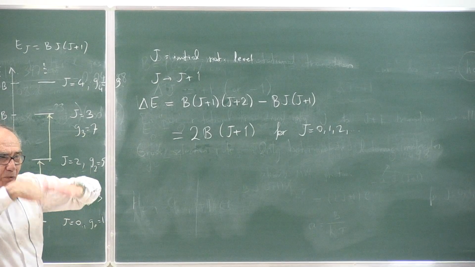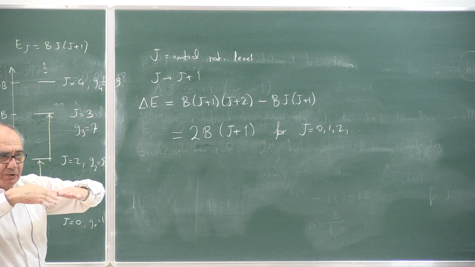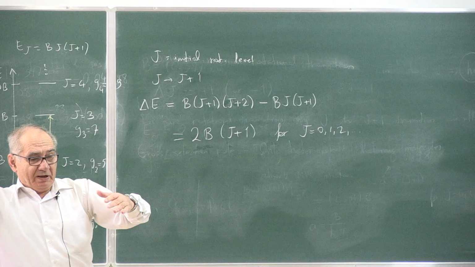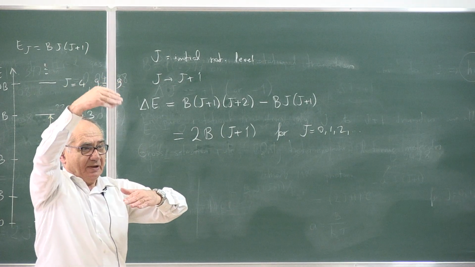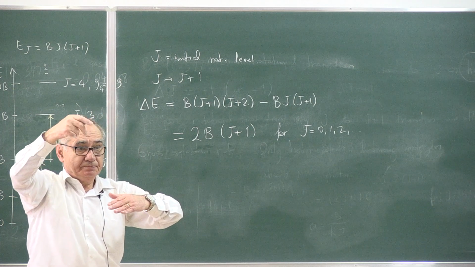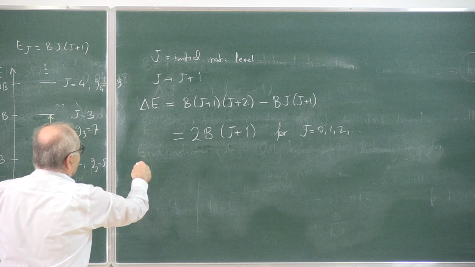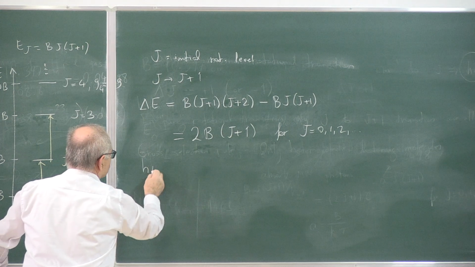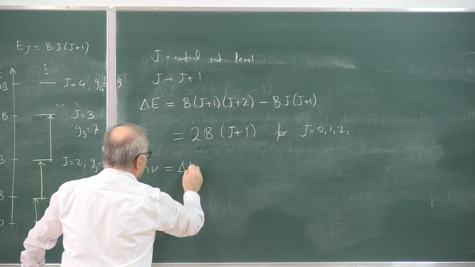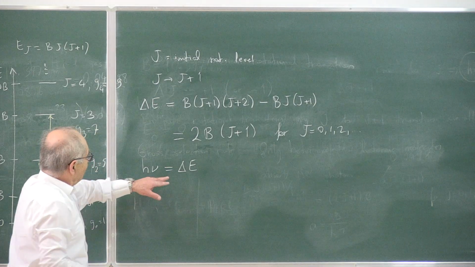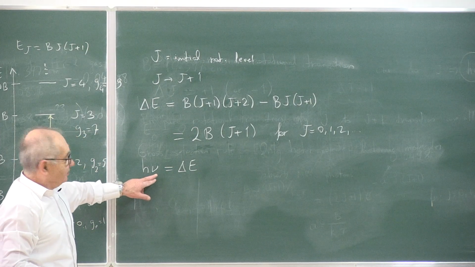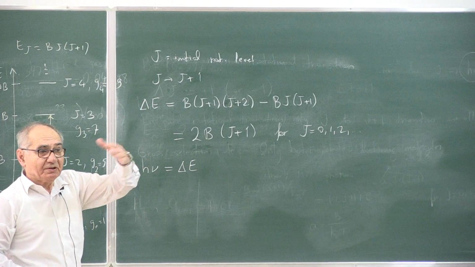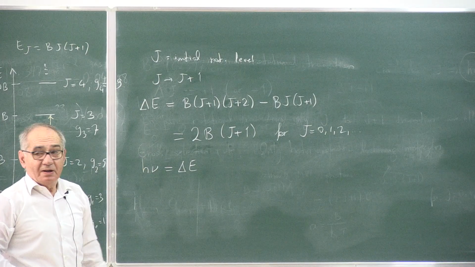Remember, J is the lower level, lower energy, or initial, because we are talking about absorption. After absorption, energy is going to increase. Energy of the molecule is going to increase. So, photon energy will be delta E. Only those photons whose energies are equal to this delta E, given by this expression, are going to be absorbed. All the other photons with different frequencies are not going to be absorbed.